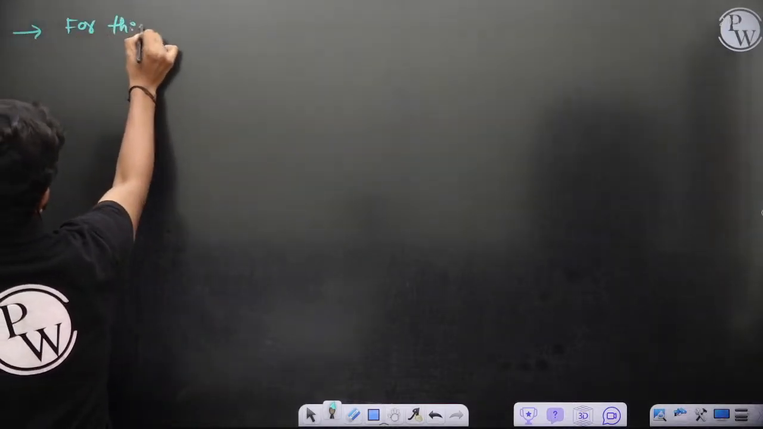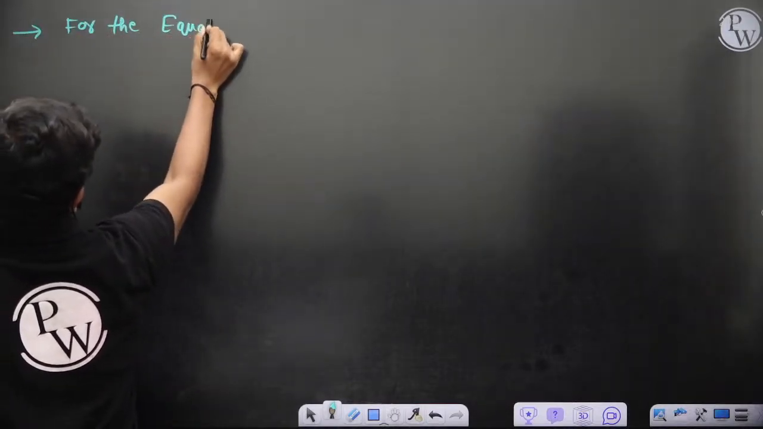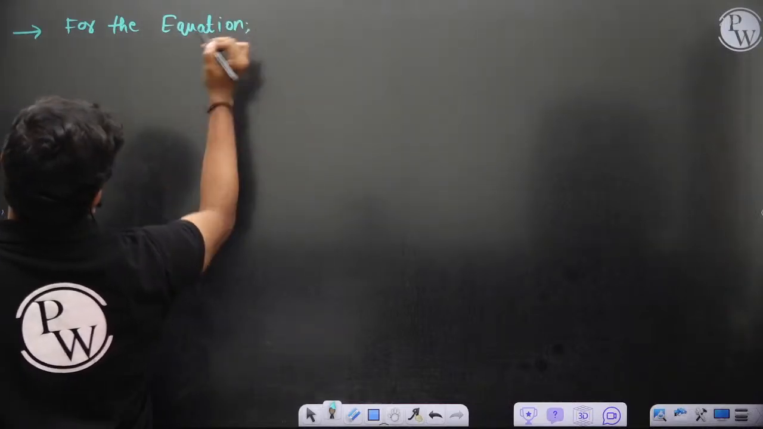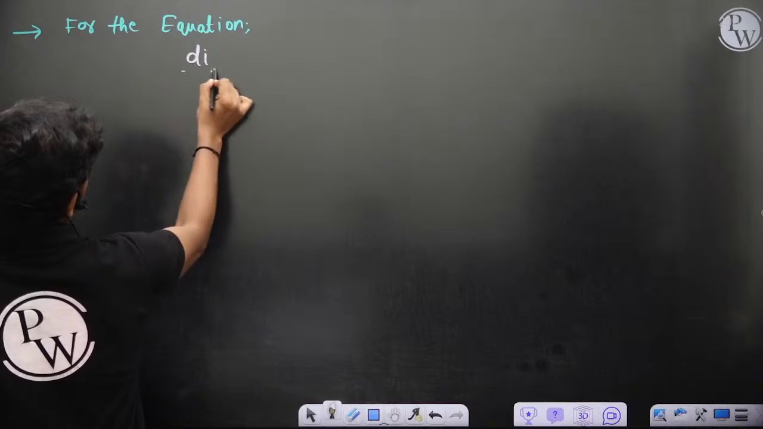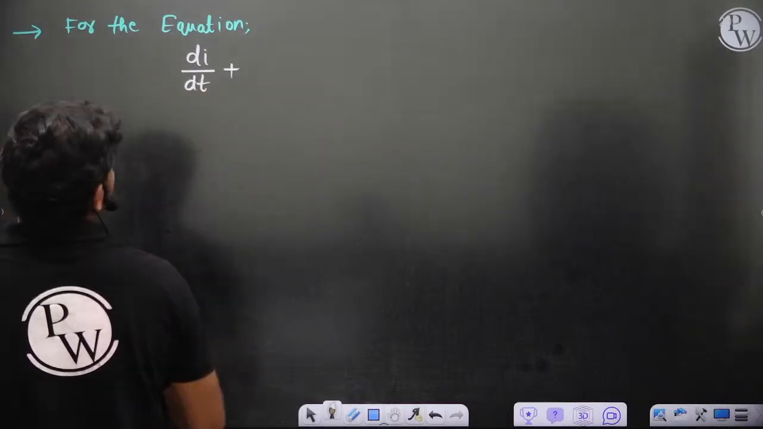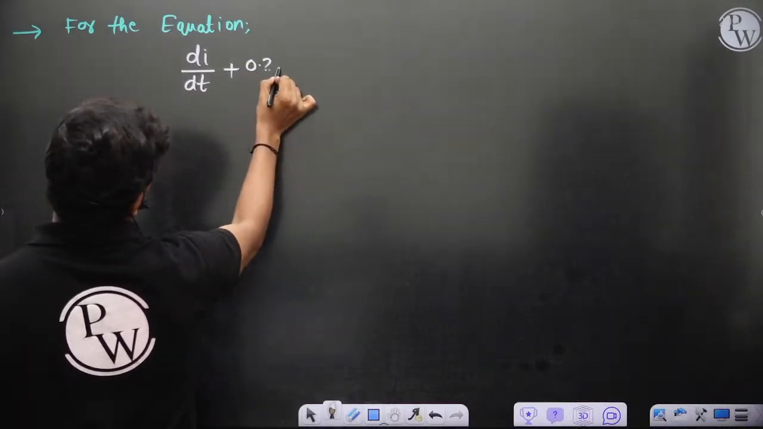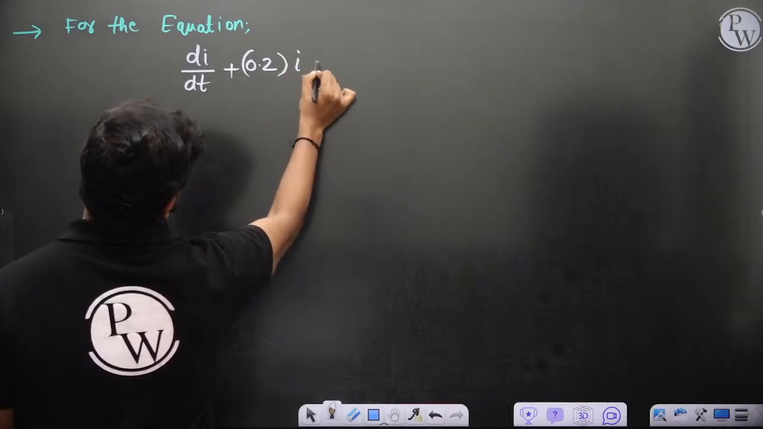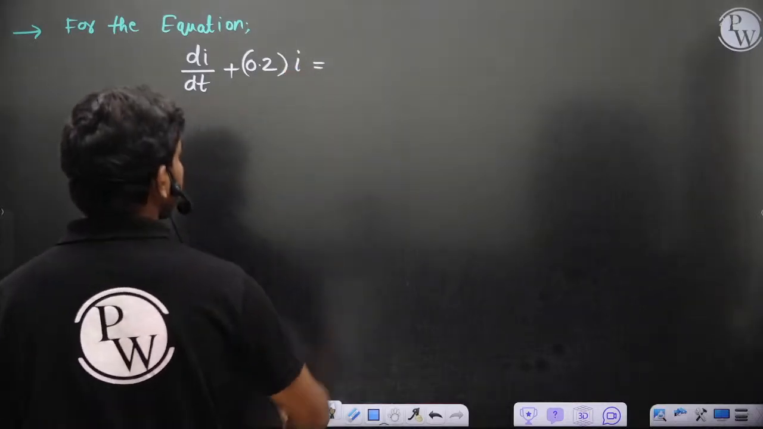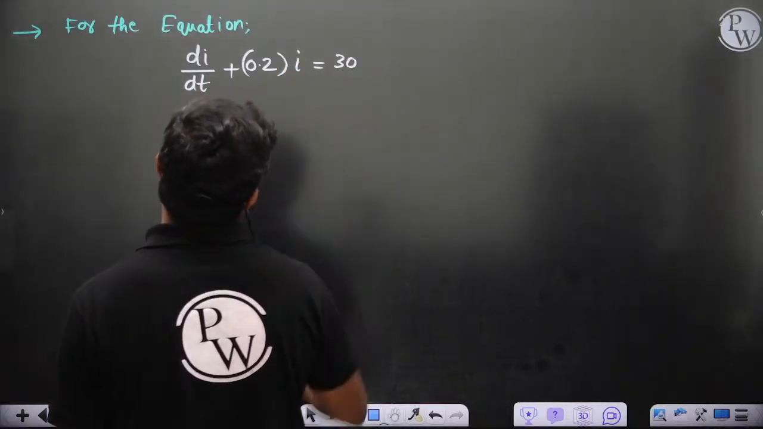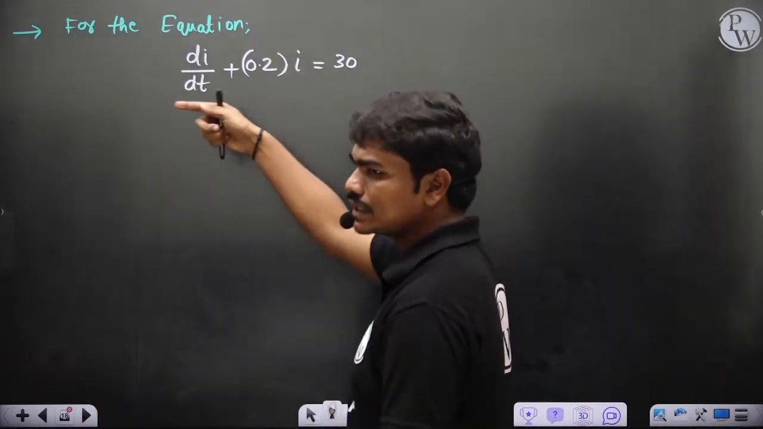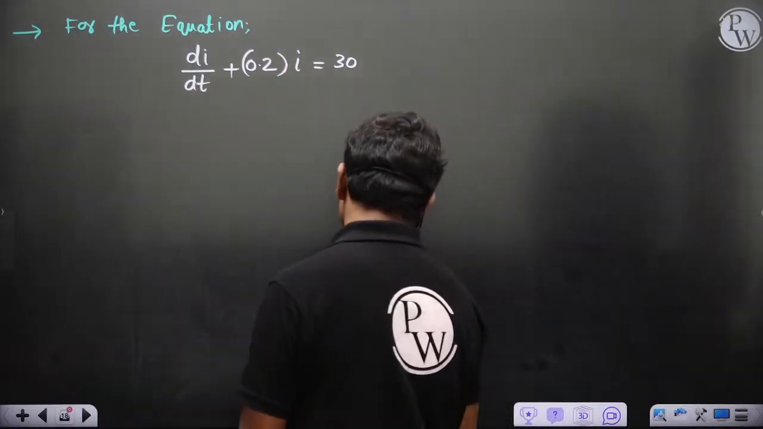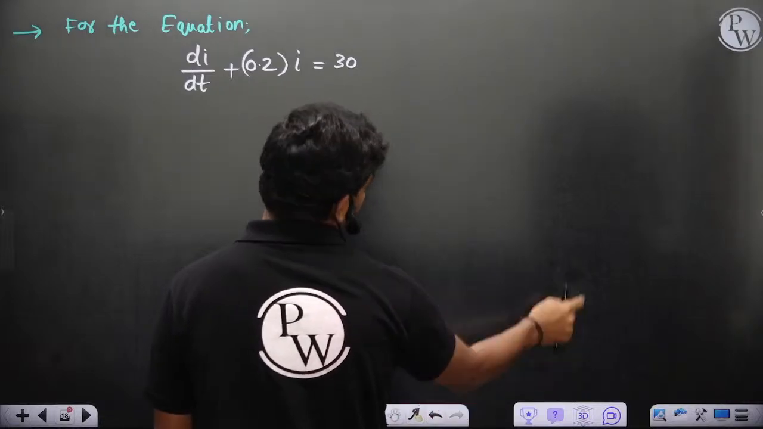Consider the equation di/dt + 0.2 I = 30, for example. Let's take one electric circuit equation. So it's some differential equation which you got, maybe 0.2 is the resistance, it can happen.